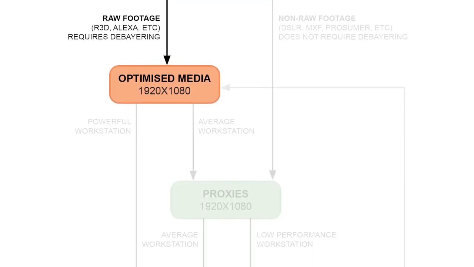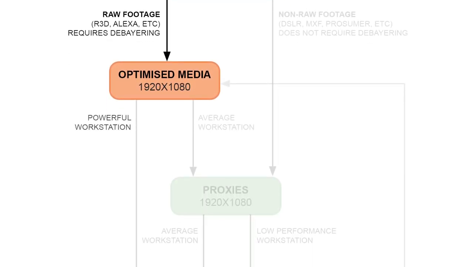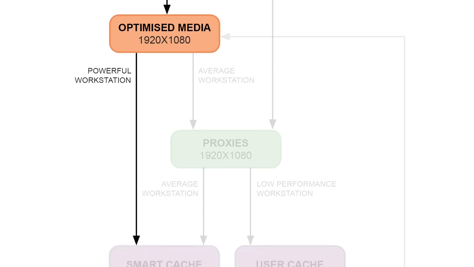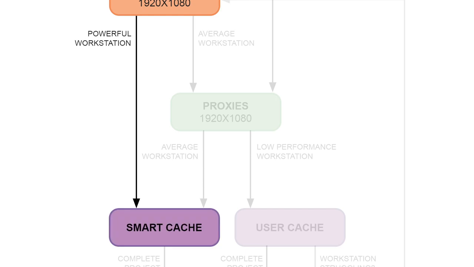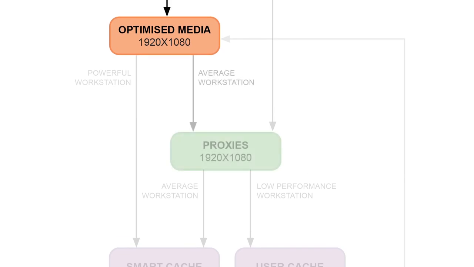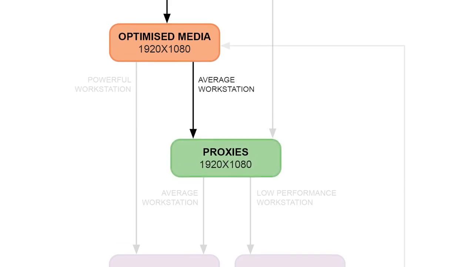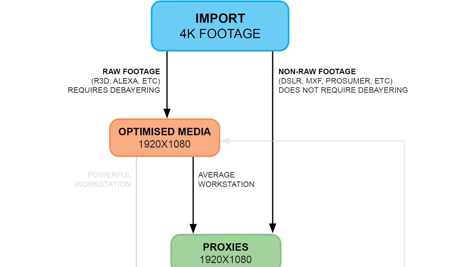After that, I have a couple of options. If I have a really powerful workstation that's capable of processing the media as it is, I can simply move on to working with smart caches, which will record any changes that I make to my footage and allow me to play it back in real time. If you give this a go and you find that you're experiencing some severe lag, what you might want to do is generate proxies on the fly to allow you to play back your footage in real time. As you can see, if you're using non-raw footage, this is your next step.